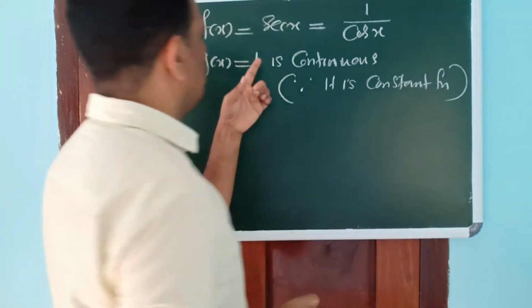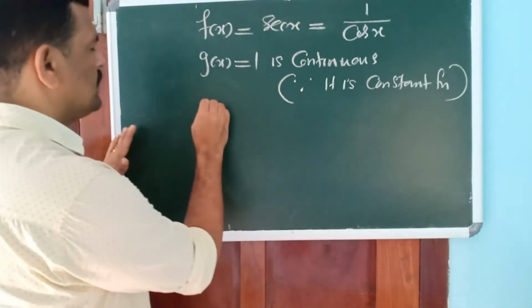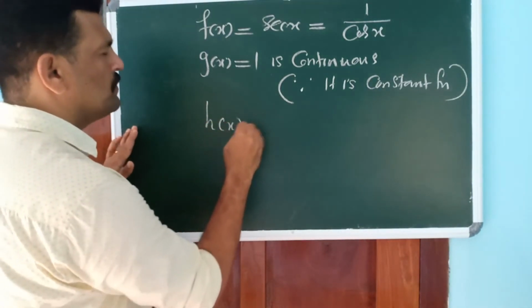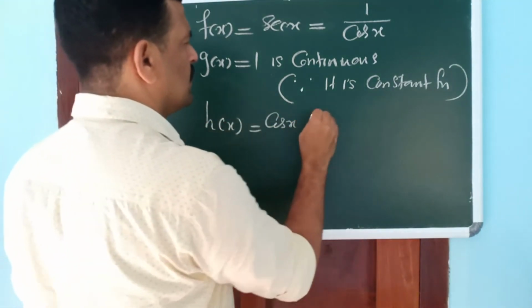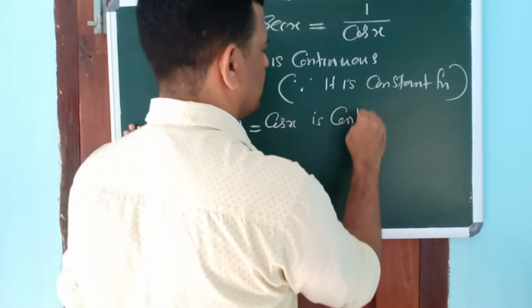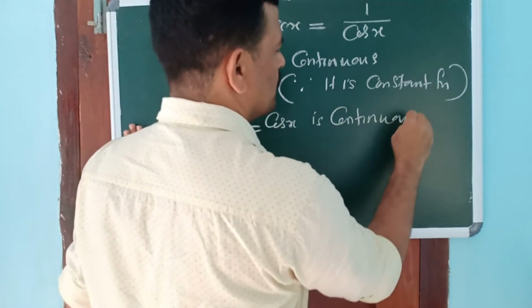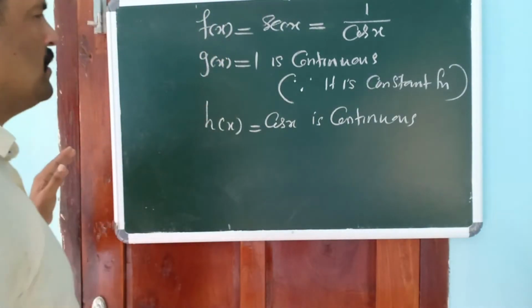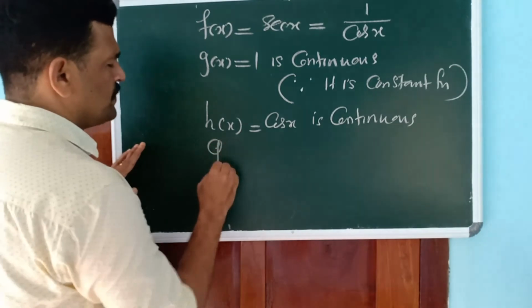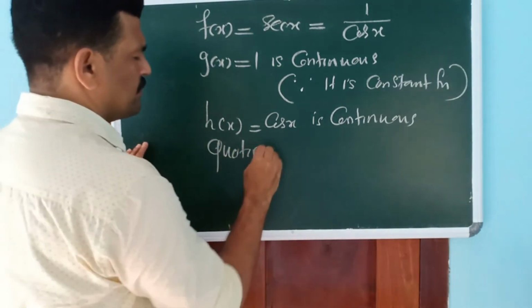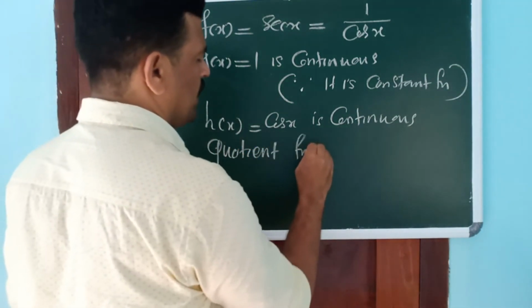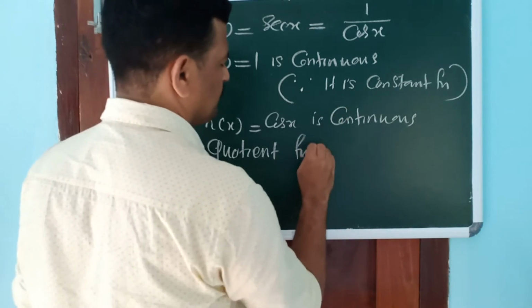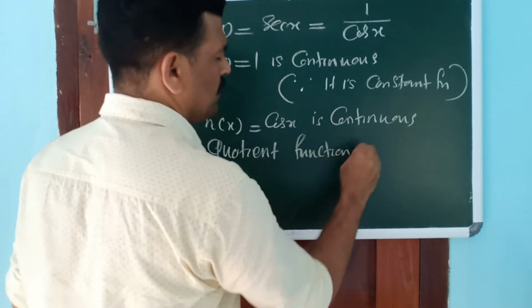The constant function g of x is continuous. Similarly, we can write h of x equal to cos x is continuous. That we have already proved in a theorem. Therefore, we can write quotient function is continuous.